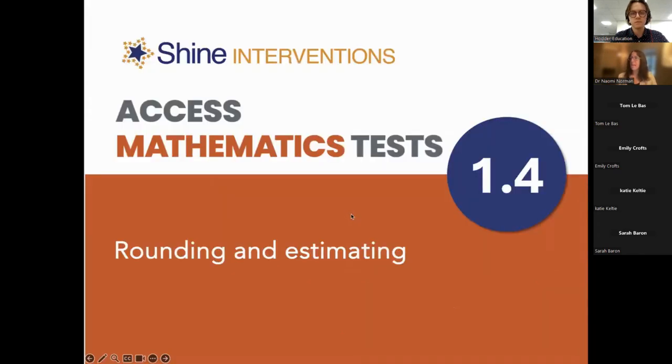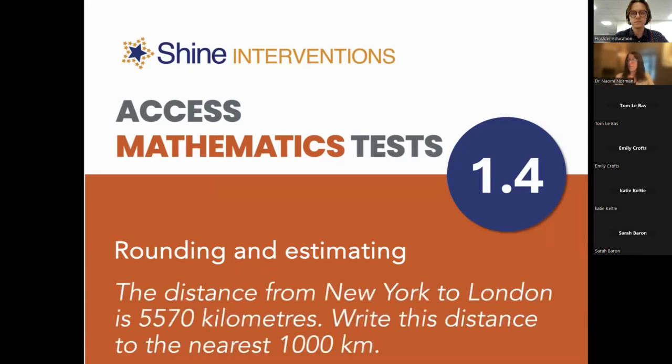Let's start by looking at this intervention for rounding and estimating. So as I mentioned before, this is a concept that students will have already met at Key Stage 2 in Year 6. So they've already met it before they even reached you in secondary. And perhaps your student has ended up here doing this intervention because they struggled with answering this question and similar ones on the Access Mathematics test.